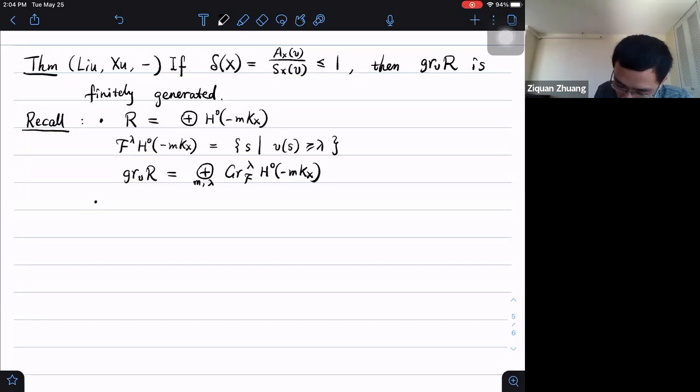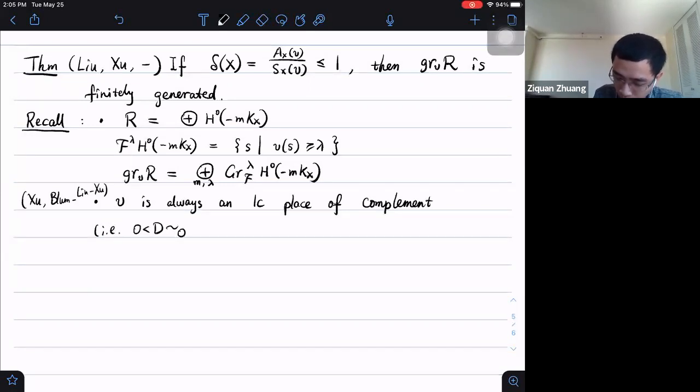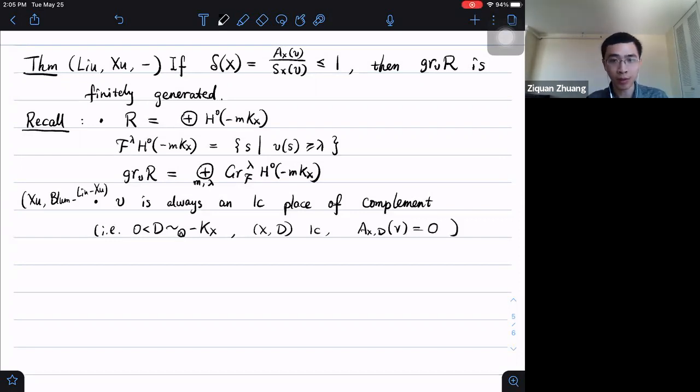Okay, so let me also recall from last week that when I have a valuation that computes the delta invariant and the delta invariant is at most 1, then this valuation V is always a log canonical place of complement. That was the result by Chenyang, Harold, Yuchen, and Chenyang. So in other words, you can always find an effective divisor D that's Q-linearly equivalent to the anti-canonical class, such that the pair (X, D) is log canonical. And when you look at the log discrepancy of this pair along the valuation V, you get 0. Okay, so that's the meaning of this sentence.